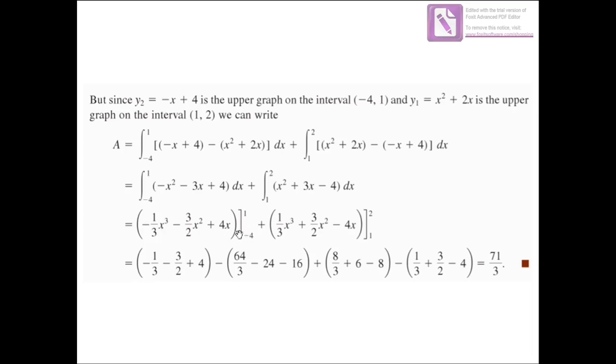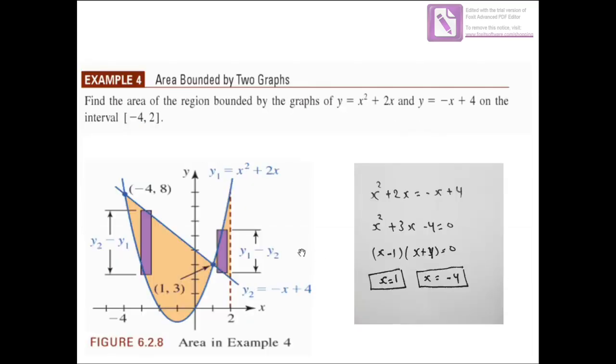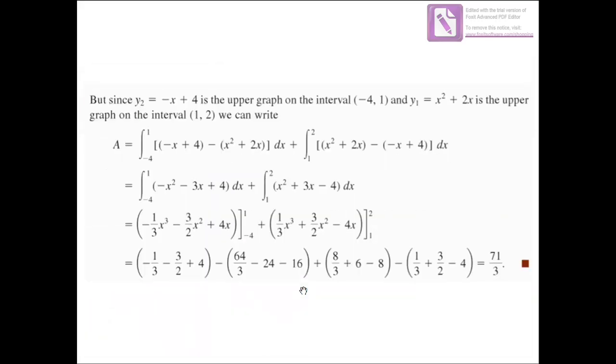Now replacing x by 1, we will get -1 over 3 minus 3 over 4 plus 4, minus replacing x by -4, we will get 64 over 3 minus 24 minus 16, plus here replacing x by 2, we'll get 8 over 3 plus 6 minus 8, minus replacing x by 1, we'll get 1 over 3 plus 3 over 2 minus 4. Once you evaluate all this, you will get 71 over 3. So the total area bounded between these two graphs on the interval from -4 to 2 is given by 71 over 3.